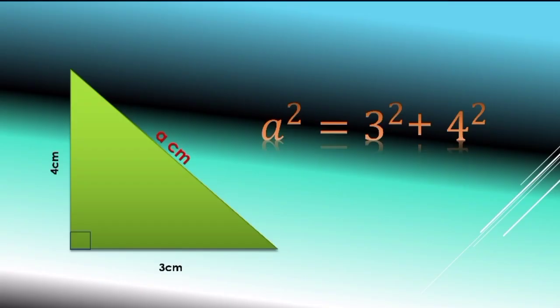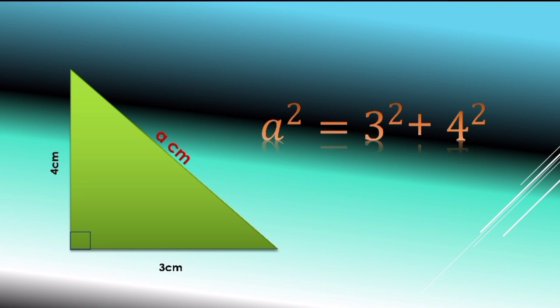Okay, this one is the first example. Already learned that 3 and 4. And here the missing side is hypotenuse. So we just take that A. So we can use the Pythagoras theorem, and you are going to find out the hypotenuse, right?